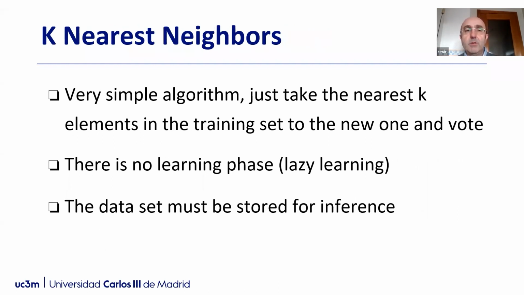In k-nearest neighbors, basically we don't have any training. We just store the data set. When we are presented with a new element, we see which are the k nearest samples according to some metric in the data set, and we vote amongst those. And then we take the class of the majority.